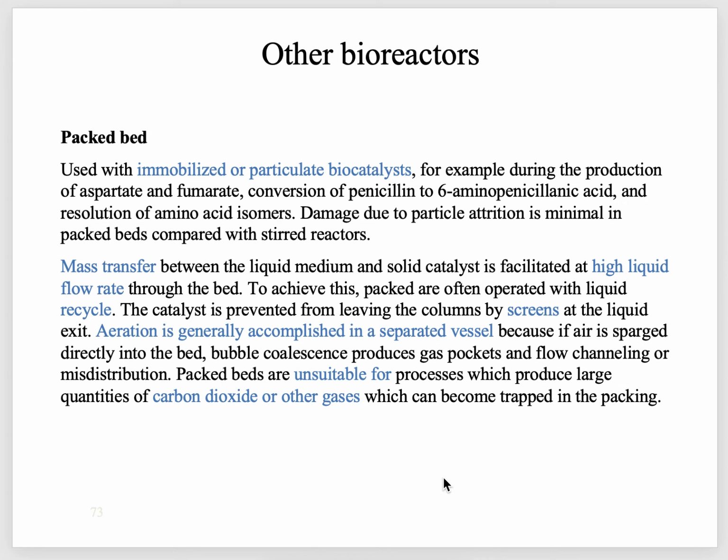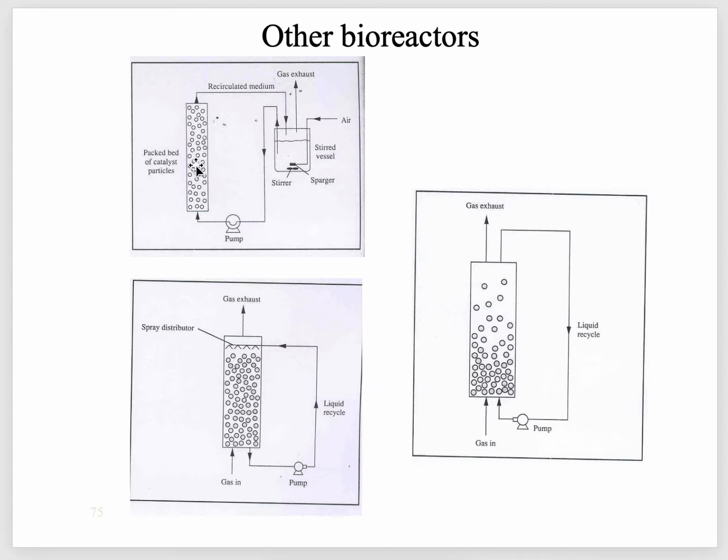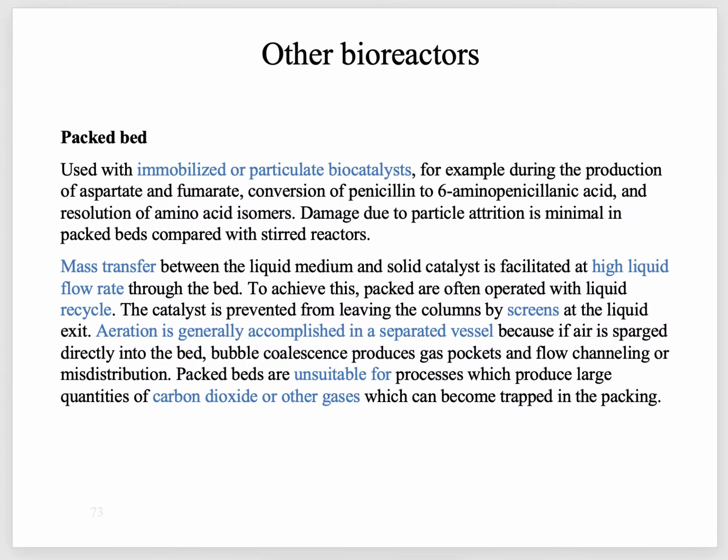Anyway, this was about mass transfer, but how do we achieve aeration in packed bed bioreactors? Why is aeration necessary? Because cells, or biocatalysts, need oxygen for their work. In stirred tank bioreactors, we directly insert the oxygen or air into the bioreactor. But in packed bed bioreactors, we cannot directly sparge the air into the bioreactor because they can create some problems.